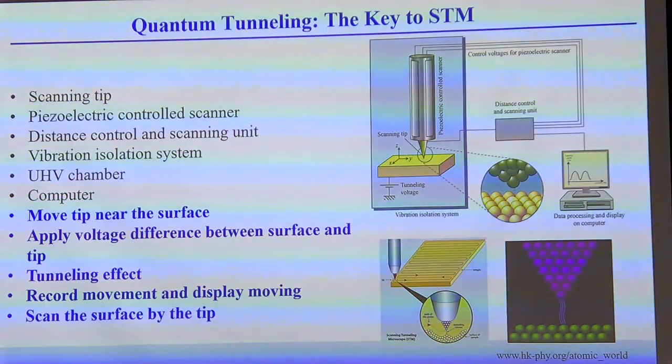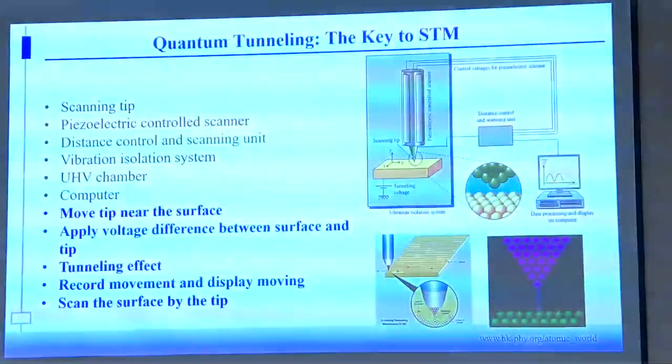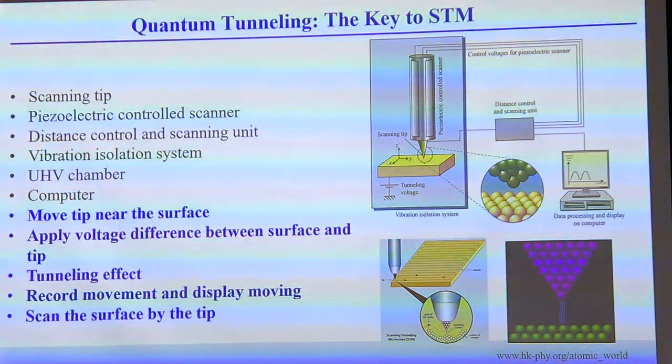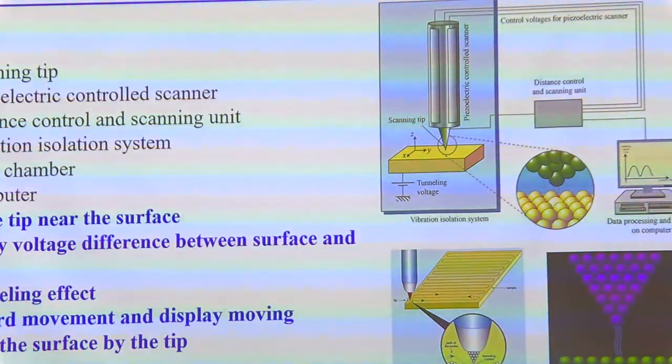In terms of key components, you will have one scanning tip, and then a piezoelectric controller scanner to control your tip. Then you will have a distance controller and scanning unit. You will have a vibration isolation system because it needs a really vibration-free space. If there are tiny vibrations, you cannot run STM, so you will have a very specific space for this. You need to work in an ultra high vacuum chamber because it's very sensitive to the environment. You cannot do that in a normal environment.